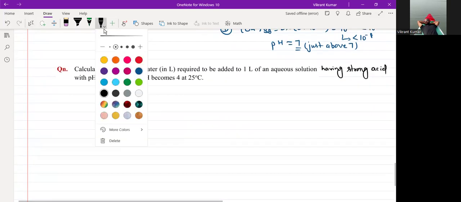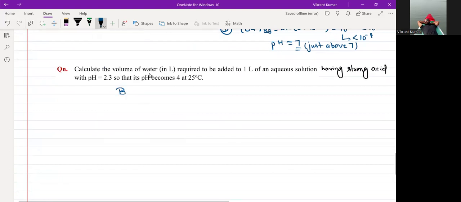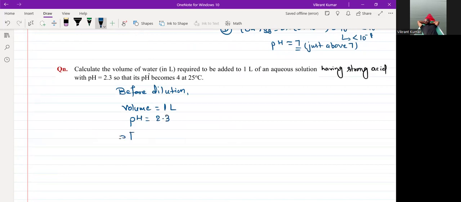Okay, let's see. काफी टाइम दे दिया. Before dilution, volume was 1 liter and जो H plus total आ रहा है ना, pH is given as 2.3. pH is 2.3, that means H plus total will be 10 raised to minus 2.3 है ना, because minus log of H plus is 2.3, so H plus total will be this much.